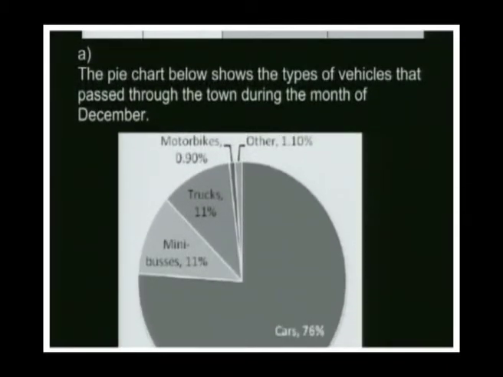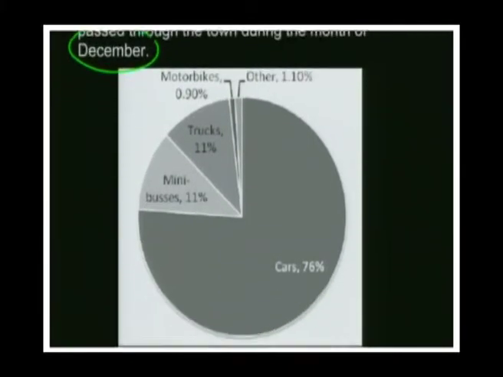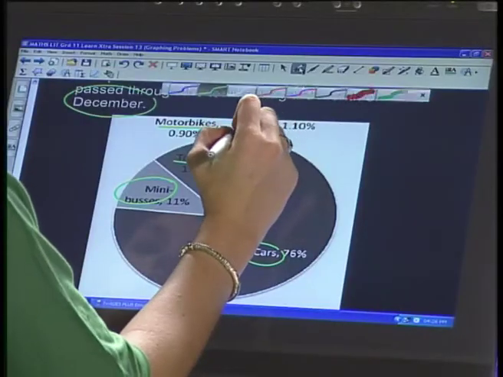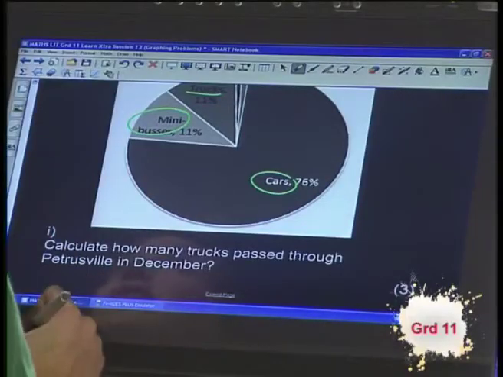If we go down and look at our pie chart, it shows the types of vehicles that have been going through Pietersville. And for this particular pie chart, they are showing us the numbers for December. So let's have a look what we've got. We've got cars, we've got minibuses, otherwise known as taxis, we've got trucks, we've got motorbikes, and other vehicles, which might be something like a tractor or something else unconventional. Let's look at our first question.